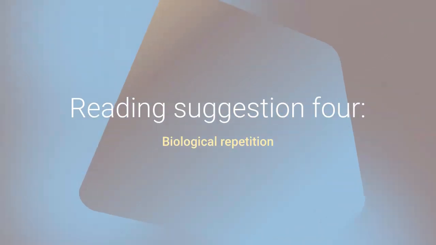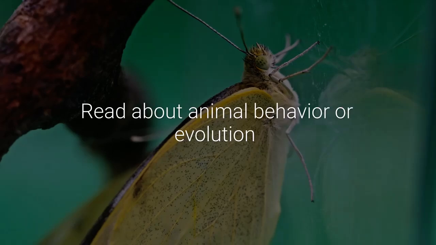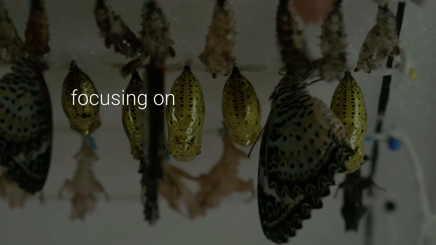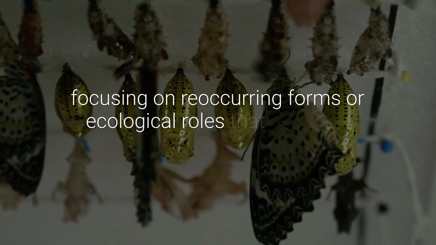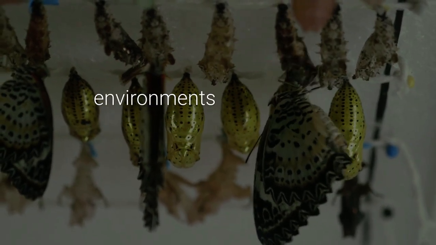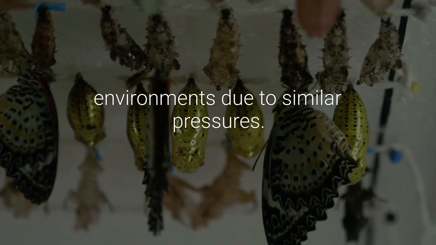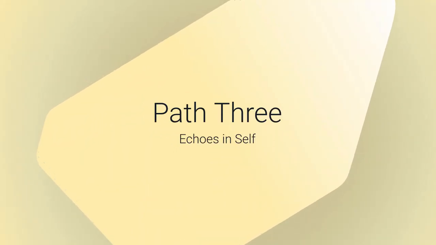Reading suggestion 4, biological repetition. Read about animal behavior or evolution, focusing on reoccurring forms or ecological roles that reappear across different species or environments due to similar pressures. Path 3, echoes in self.